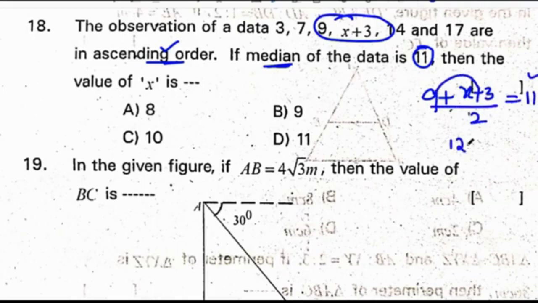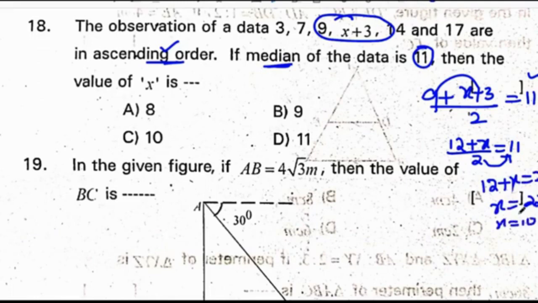So 9 plus 3 is 12, plus x, by 2 is equal to 11. So the division goes to that side. 12 plus x is equal to 22. x is equal to 22 minus 12, which is 10. So the correct option for the 18th question is 10.